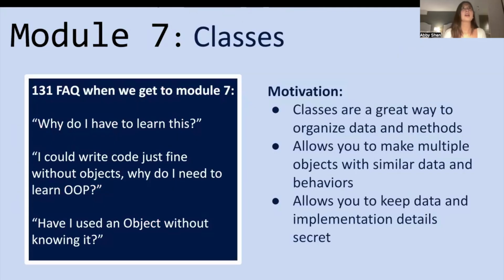Some things that commonly come up when we get to Module 7 are: why do we even have to learn this? How does this improve our code if we could write our code perfectly fine without object-oriented programming? And then, is this something that we've already been using, maybe without realizing it?